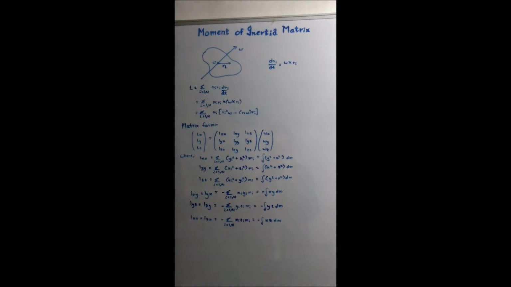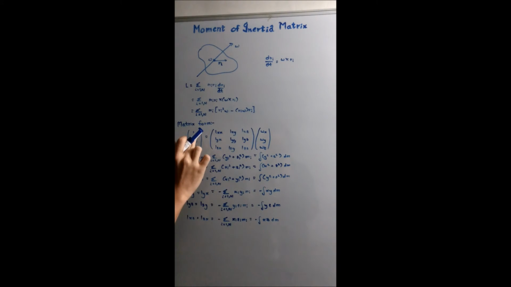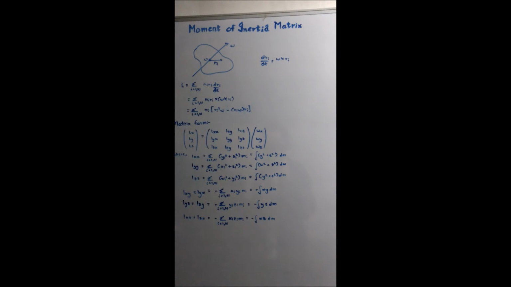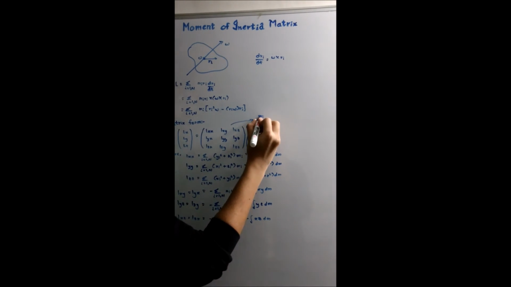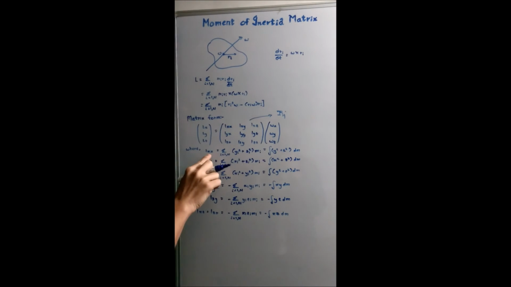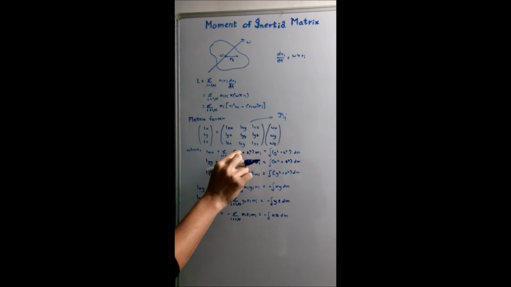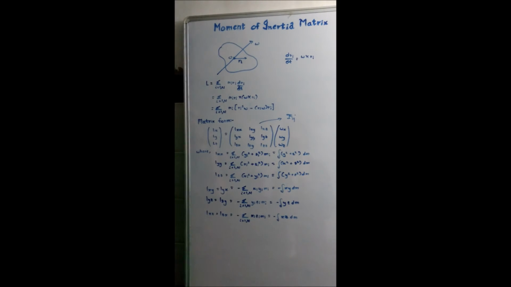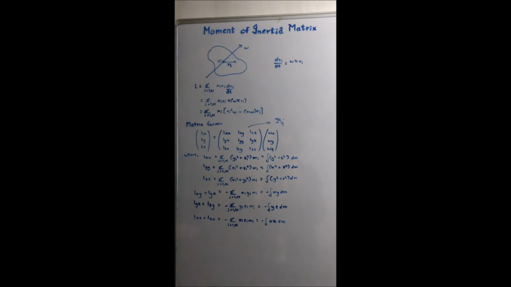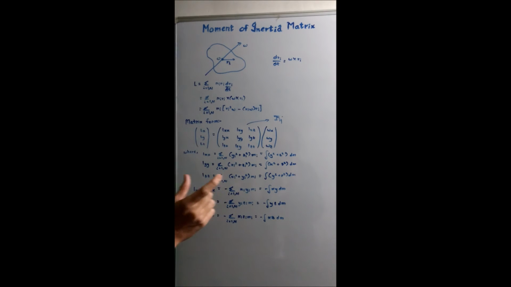This angular momentum L can also be represented in the matrix form as shown here: Lx, Ly, Lz equals the Iij matrix times the angular velocity matrix. Here Ixx equals the sum over i from 1 to m of (yi square plus zi square) into mi, which is the integral of (y square plus z square) dm if we consider small particles. So we get Ixx is the moment of inertia about the x-axis.